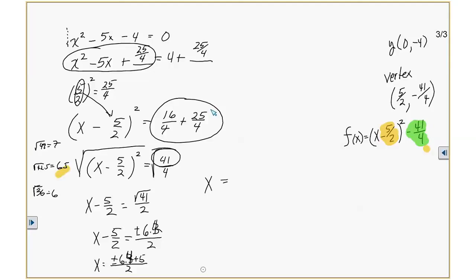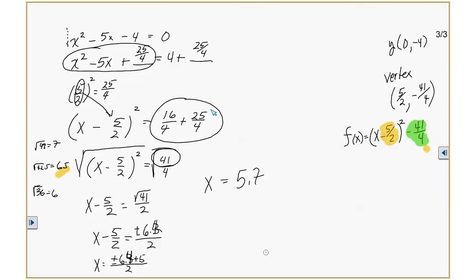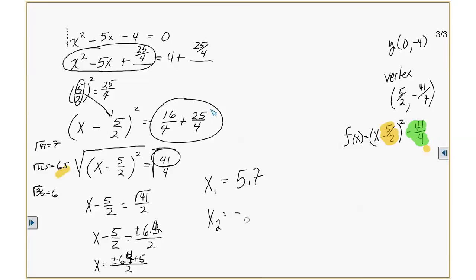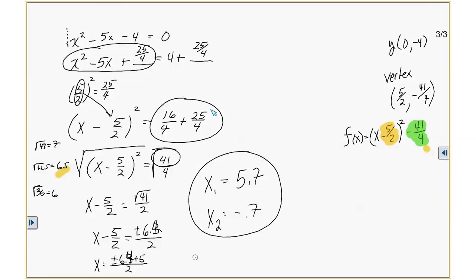x is equal to, what's $6.40 plus $5.40? $11.80 divided by 2 is $5.90. That's x of 1, that's your first x. X of 2. What's negative $6.40 plus $5? Negative $1.40. Well, just go ahead and put negative there. Now, $1.40 divided by 2, 70 cents. There's your x-intercept.